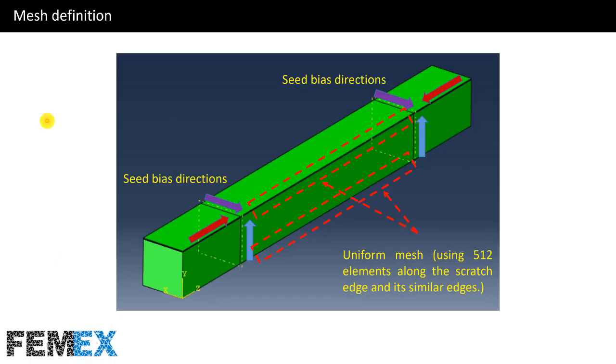Now I want to talk about mesh definition. Here I have defined two datum planes to use them for creating two partitions. To decrease the number of elements and having an optimum simulation, I have used seed bias to decrease the number of elements and having an efficient simulation. These are the seed bias directions. The size of the elements will decrease along the direction of the arrows. Also here.